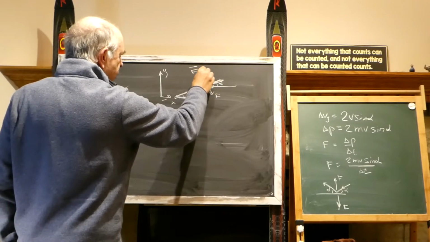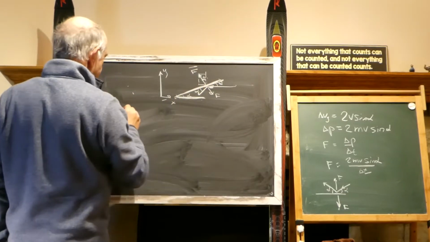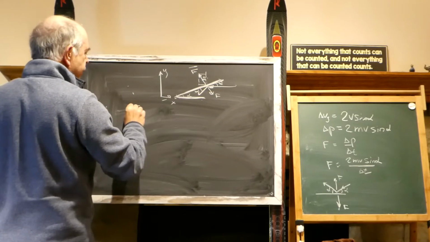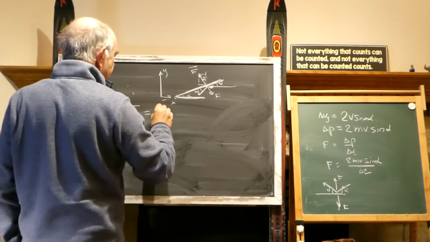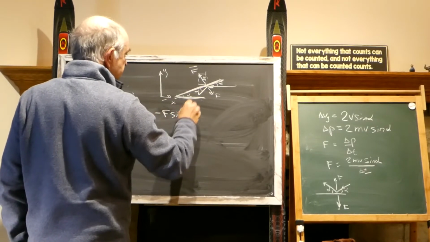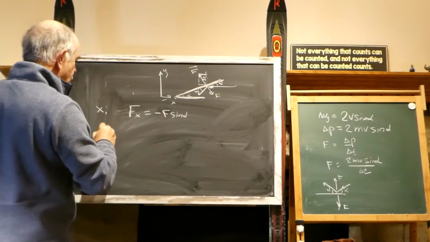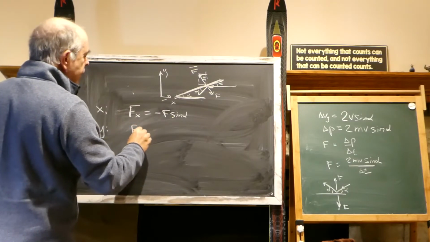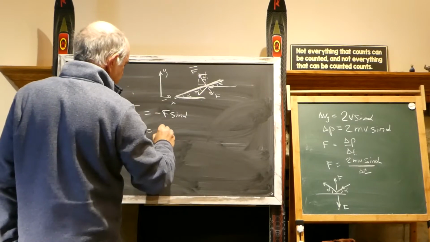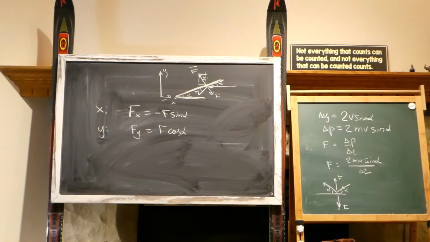So now I have this vector F, and I have this alpha, and of course with vector F and alpha we can use projection. The projection on x, I will write like this: Fx equals minus F sine alpha. This is the force acting in this direction. And along y it would be Fy, vertical, it would be plus because it's going up, and it would be F cosine alpha. Very nice, that's all I need to know.